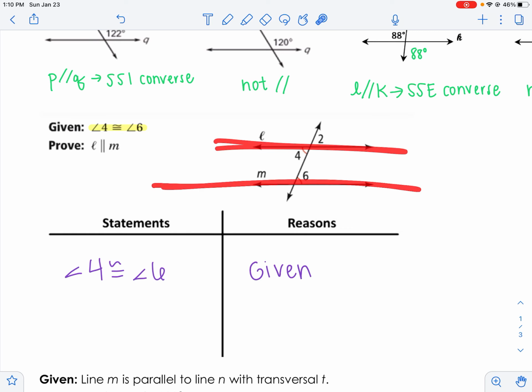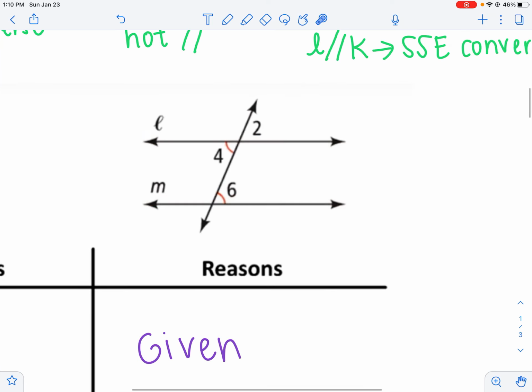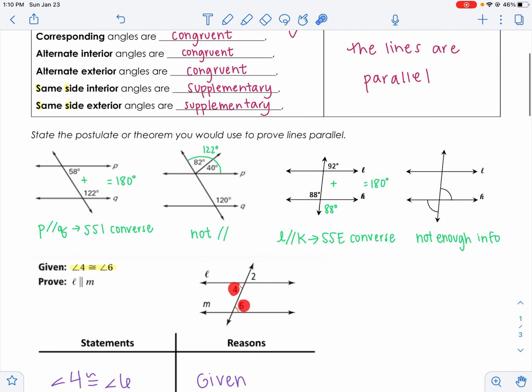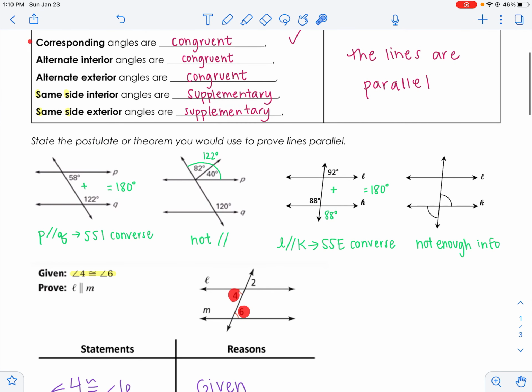But they want me to prove that the lines are parallel. So now I'm going to look at my picture and ask ourselves, do we know anything about angles 4 and 6? Is there any relationship? Is there anything special about angles 4 and 6? When I say special, I'm looking for, are they one of these? Are they corresponding, alternate interior, alternate exterior, same side interior, same side exterior? Well, they're alternate interior. They're supposed to be congruent, which they are.